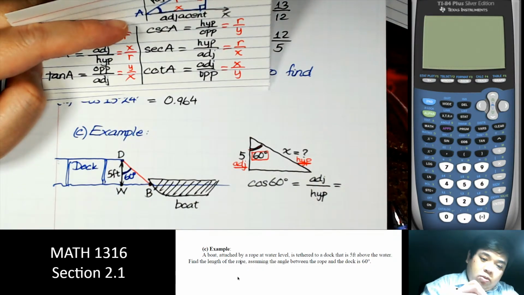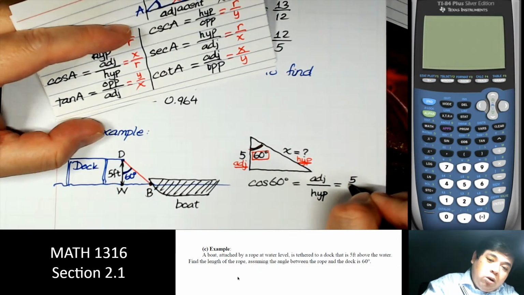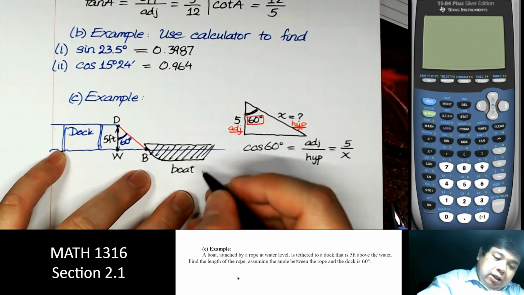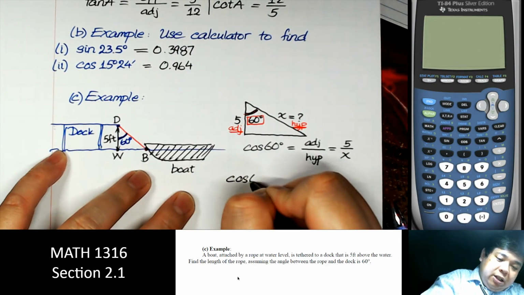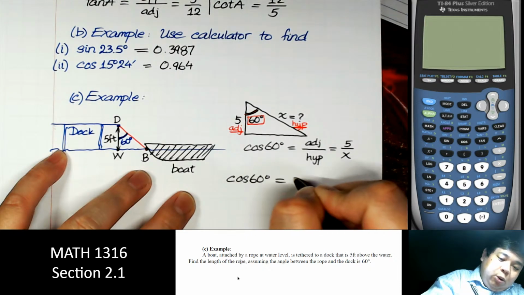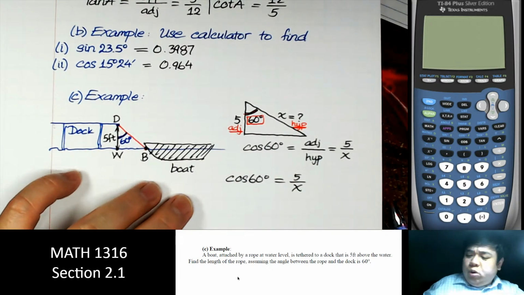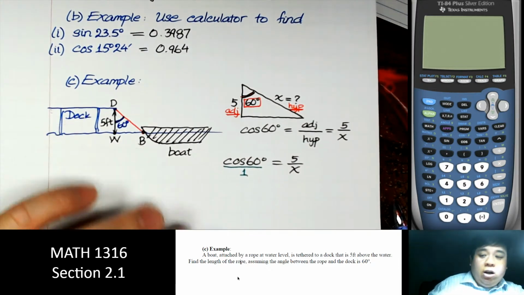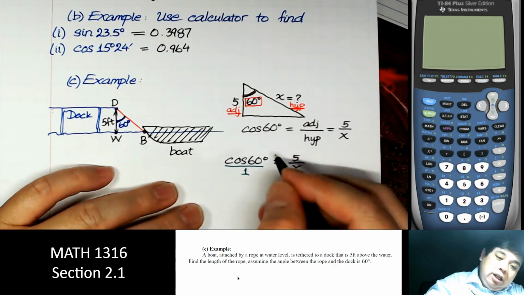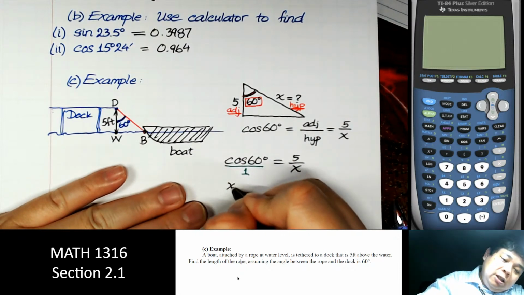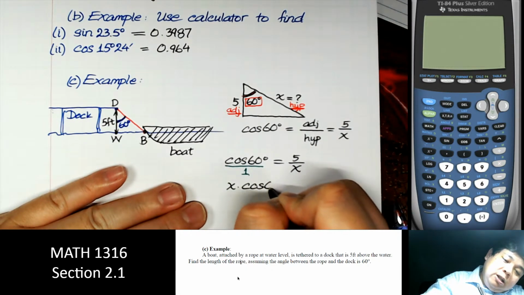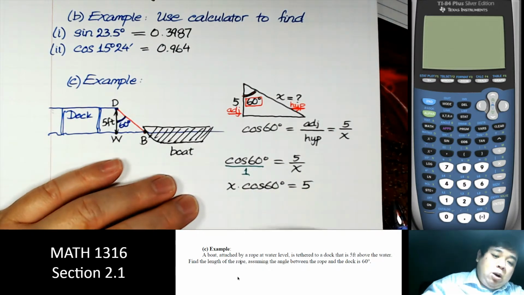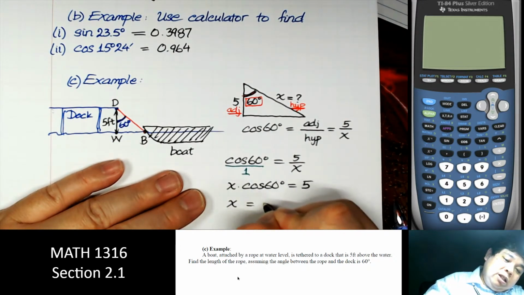Adjacent is 5, hypotenuse is x. So cosine of 60 degrees equals 5 over x. Usually for this kind of problem, I would write cosine of 60 degrees over 1 and cross multiply. So we have x times cosine of 60 degrees equal to 5, and then we just divide by cosine of 60 degrees.